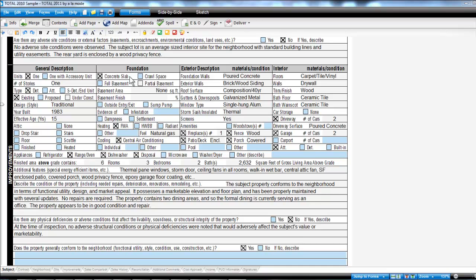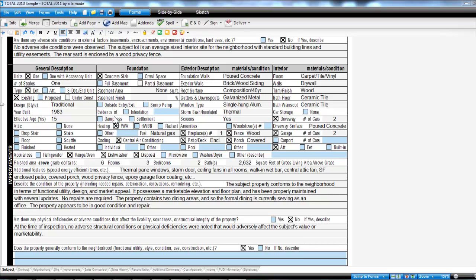The foundation here, you can describe whether it's concrete slab, the newer construction, or crawl space, the older construction out here. Occasionally you'll see basements, and then you'll be able to put in the detail there in terms of the area and the amount finished, and inside or outside exit. Sump pumps in basements in the Midwest, or where there's a water issue, you'll get a chance to call that out, but again, that's typically not done out here.